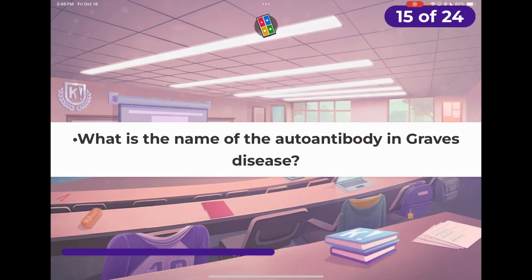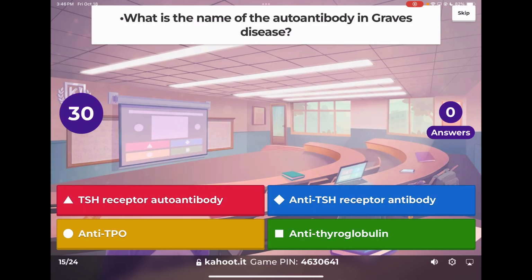What is the name of the autoantibody in Graves' disease? Don't confuse the red and the blue. They are two separate things. Make sure you pick the right one. They look similar. I know we just learned it 20 minutes ago, but.